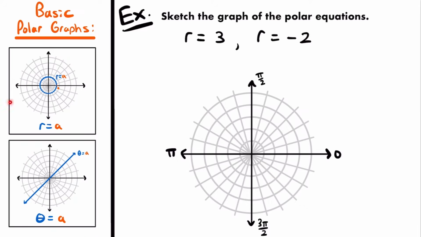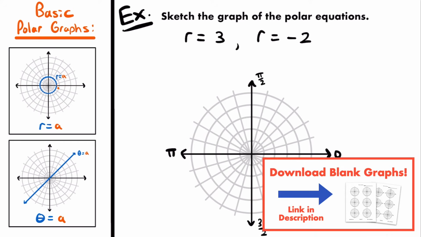In this case, you can see that when we have a polar equation of r equals some constant a, that's just going to be a circle centered at the origin of our polar coordinate system, where that circle has a radius of a. So in this case, we have r equals 3. So what that means is that this polar equation represents a circle centered at the origin of our polar coordinate system with a radius of 3.